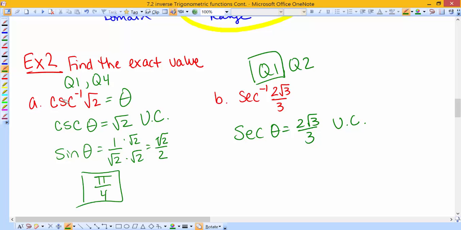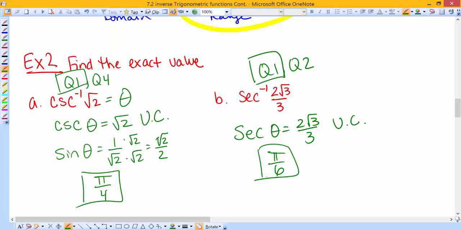Let me address that back in A. Since root 2 is positive, you're also looking in quadrant 1. So that helps narrow down your search so you know which quadrant you're looking in. So if I look at quadrant 1 and I'm looking for secant, my secant is 2 root 3 over 3 at pi over 6.